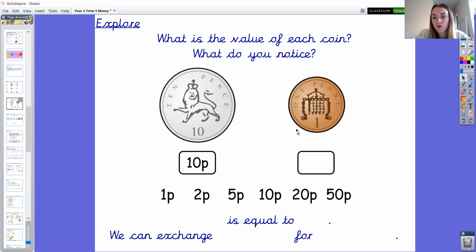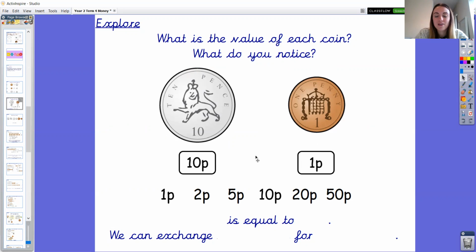If we have a look at this coin here, I can see it says 1 penny and it has the number 1, which means this coin is worth 1p. So as you can see, the 10p coin is larger in size and it is silver. And the 1p coin is smaller in size and it is copper. Okay, so what do you notice about the value of these coins?